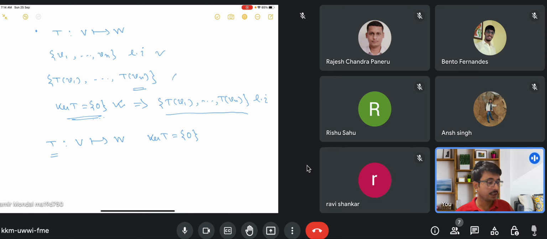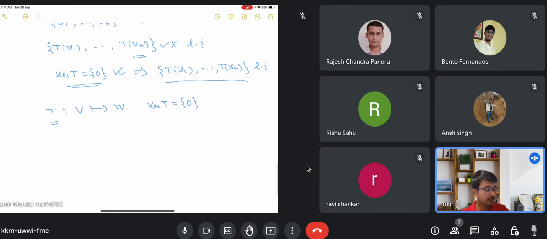In that case we can't say anything about this one; it might be or it might not be. If some element maps to 0, then we can't say anything, and the image set is definitely dependent. This is our statement. So what can we say about T if the kernel of T equals 0?